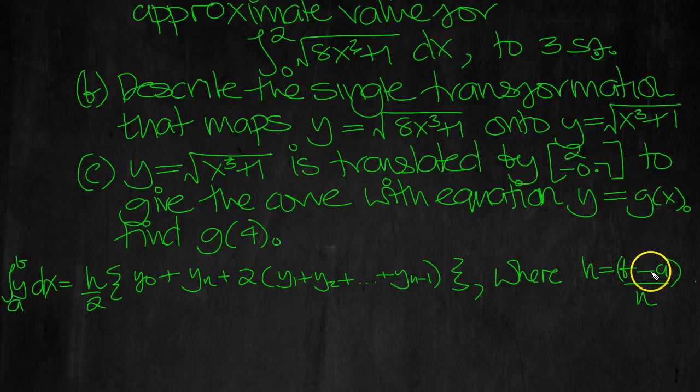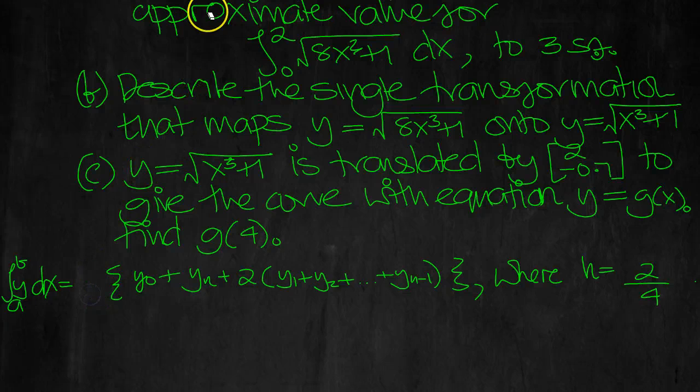So B is 2 and A is 0. So 2 minus 0 is 2. So I'm going to put that in straight away. It's 5 ordinates or 4 strips, so n will be 4, the number of strips. So let's put that in. So 2 over 4 is a half. And h over 2 will be a half over 2, which is a quarter.